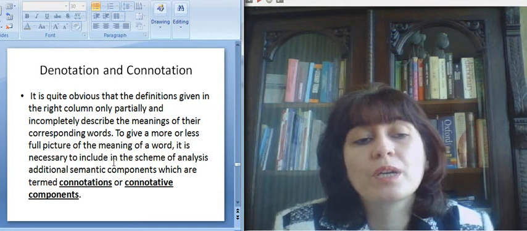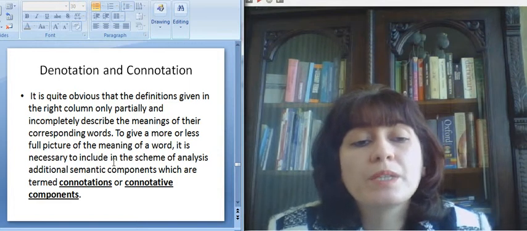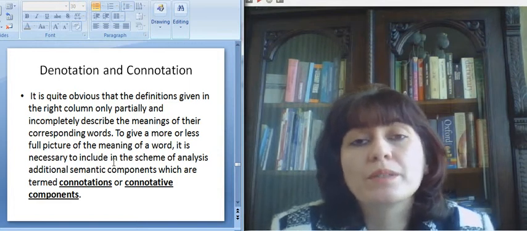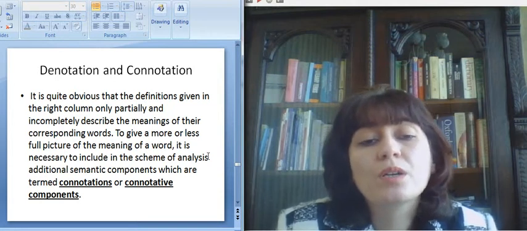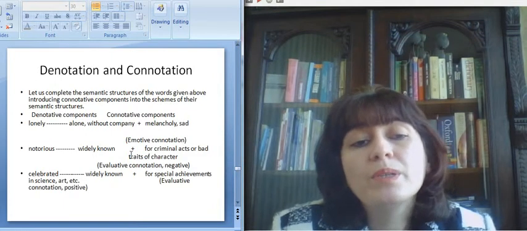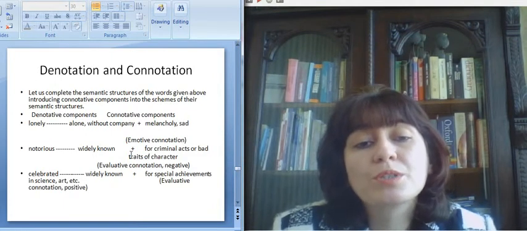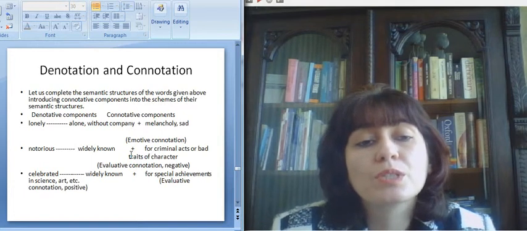So it is quite obvious that the definitions given in the right-hand column only partially and incompletely describe the meanings of their corresponding words. To give a more or less full picture of the meaning of a word, it is necessary to include in the scheme of analysis additional semantic components, which are termed connotations or connotative components.